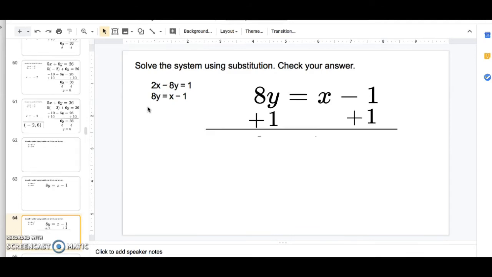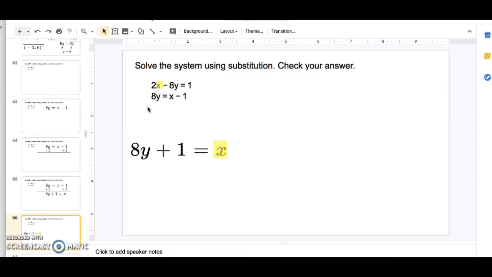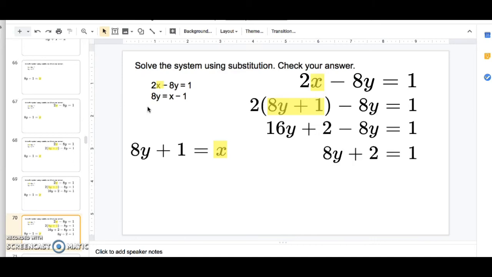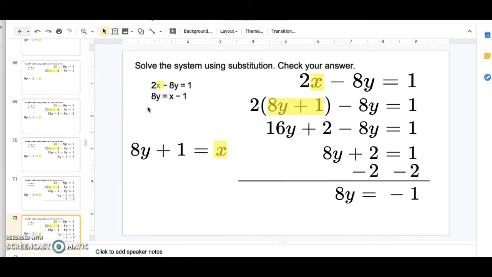To do that, I'm going to add 1 to both sides, and I'll have 8y plus 1 equals x. Then I'm going to take the 8y plus 1 and substitute it in for x in the first equation. So I'll have 2, and then in parentheses, 8y plus 1. Distribute the 2, that'll give me 16y plus 2 minus 8y equals 1. Combine my like terms, 16y minus 8y is 8y, then plus 2 equals 1. Subtract 2 from both sides, you'll get 8y equals negative 1. Divide both sides by 8, and we'll have y equals negative 1 over 8.